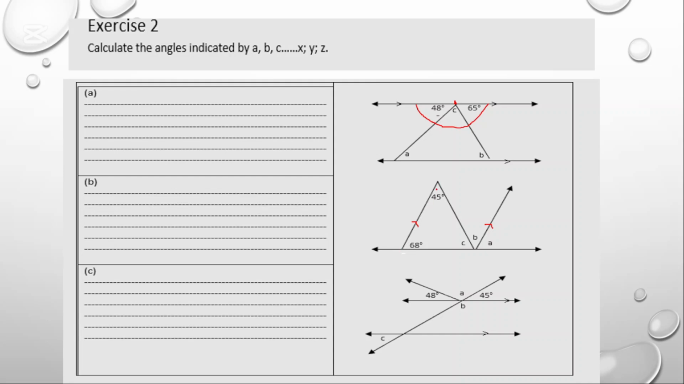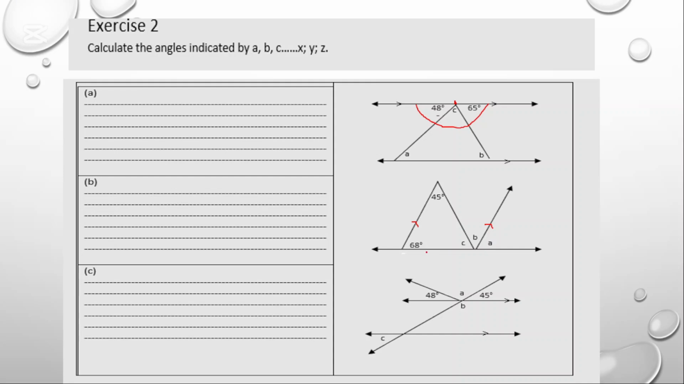You see, this line and that line, they are the parallel lines. Then we have 2 given angles, 45 and 68. You must decide 68 and which other angle form a pair, C, B or A.